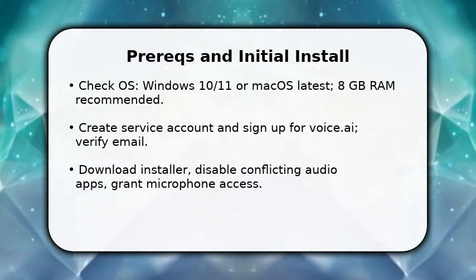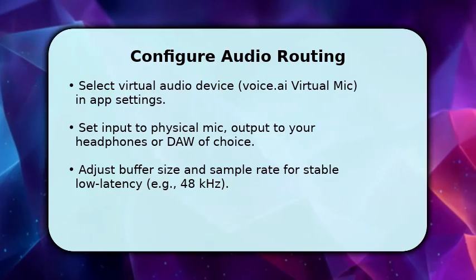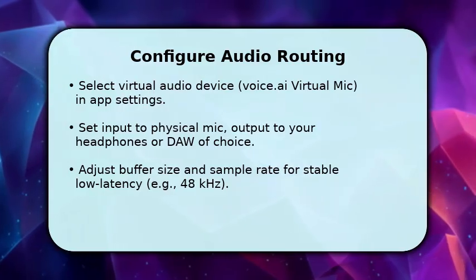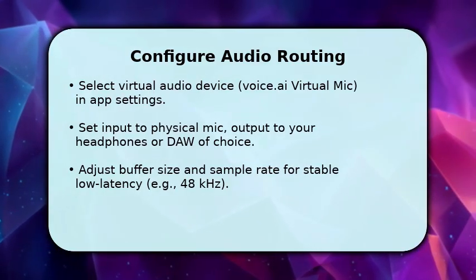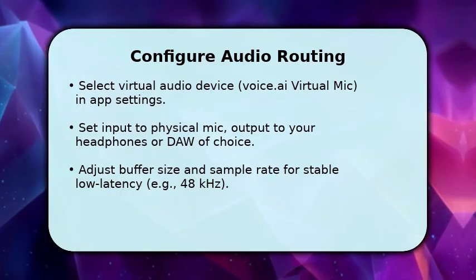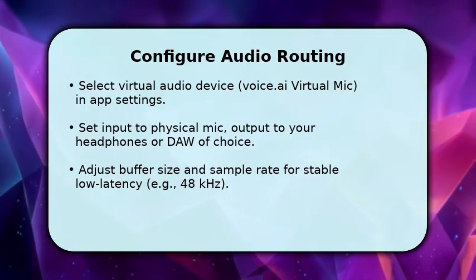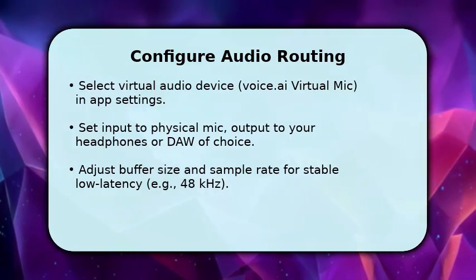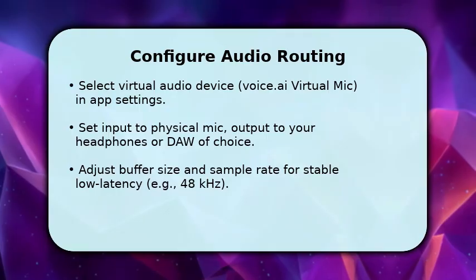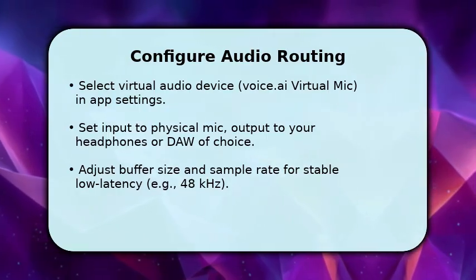You now configure audio routing so Voice.ai sits between your mic and applications. First, choose the Voice.ai virtual mic as the system output inside the app. This creates the routed device other programs can use. Then set your physical microphone as the input and route the app output to your headphones or DAW.